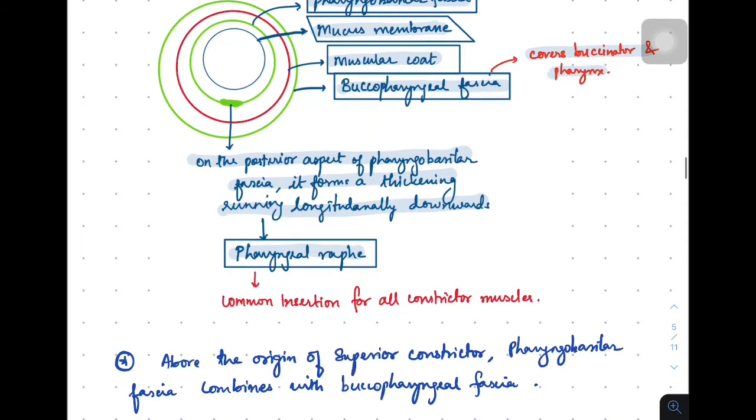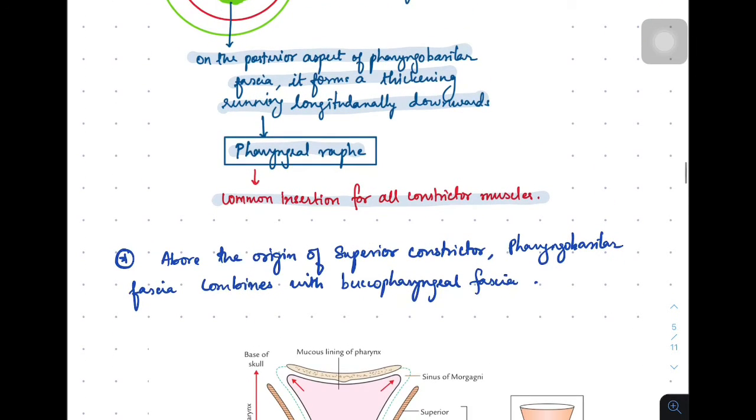What is the importance of the pharyngeal raphe? This is the common insertion for all constrictor muscles. We'll talk about constrictor muscles later, but this is the common insertion for all constrictor muscles, the pharyngeal raphe. Above the origin of the superior constrictor, the pharyngobasilar fascia combines with the buccopharyngeal fascia, forming a fibrous cavity. This cavity is lined by the sinus of Morgagni.